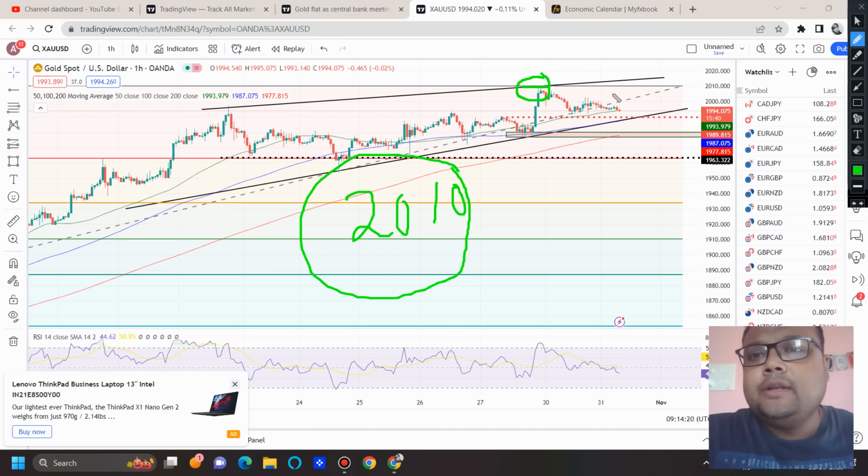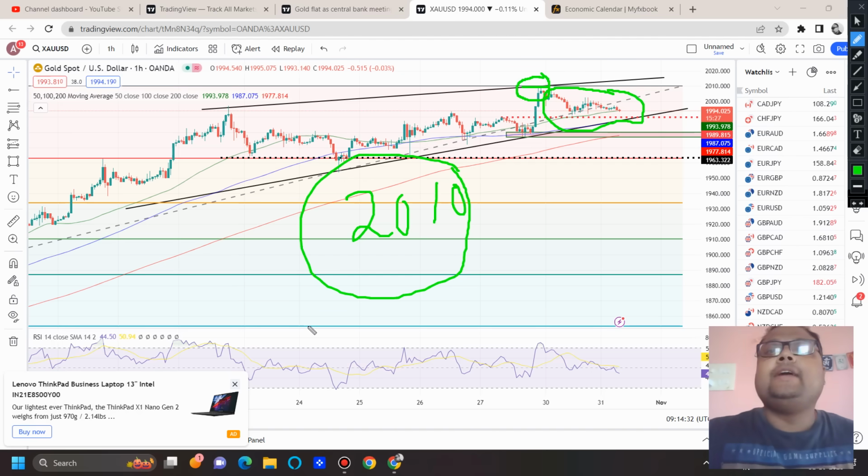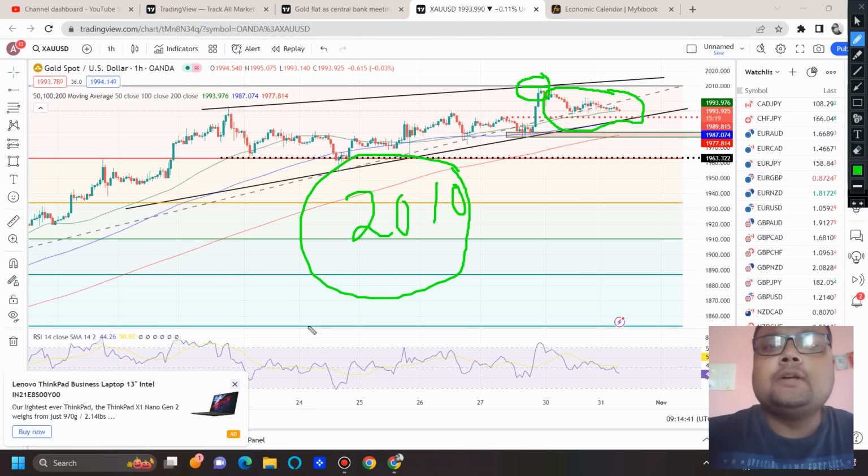As a result, there is not much volatility in the market. So the overall formula is still the same. If gold wants to continue the upside, gold needs to cross the 2010 level. Then only will we get the confirmation that gold is bullish again and we can go for a buy position. And as I've already told you guys, if gold breaks the 2000 level, then gold will be heading towards 2050. But as of now, we can see that gold is trading below the 2000 level.